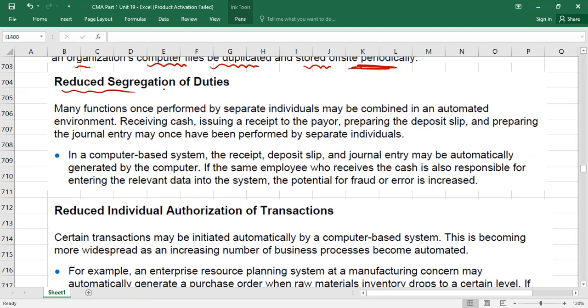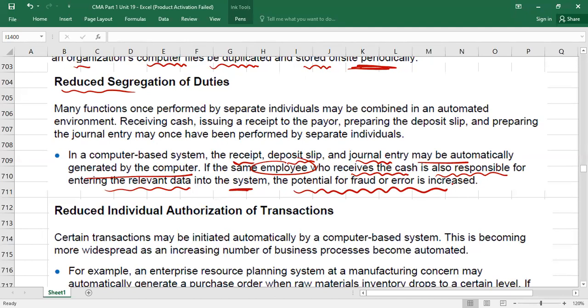But nowadays we apply systems where receipts of cash, deposit slips, and even journal entries may be generated automatically by the computer. Even if you scan an invoice, the system automatically posts the entries. So artificial intelligence is also available, right? In computers we have less segregation of duties because most of the work is done by computers. If the same employee who receives the cash is also responsible for entering the data into the system, the potential for fraud and error is increased.